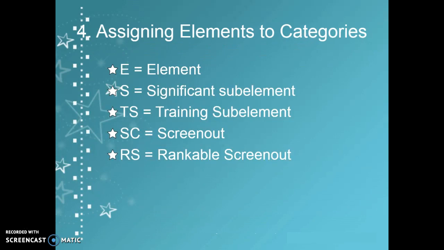So RS is rankable screen out. If a sub-element meets the value for both S and SC, the sub-element meets the minimum level for the job, but if it is above that value, it can be used to rank applicants, according to who to hire and who not to hire. This whole process helps develop work sample tests and evaluate if tests aren't working, and the job needs to be re-examined. It's also used for choosing tests that were developed outside of the analysis.